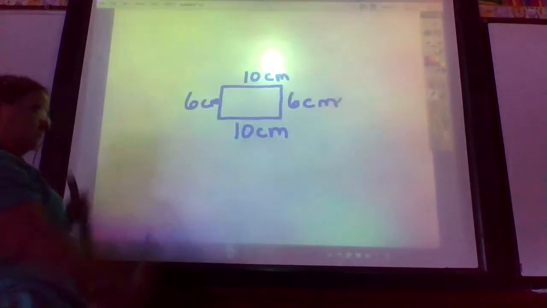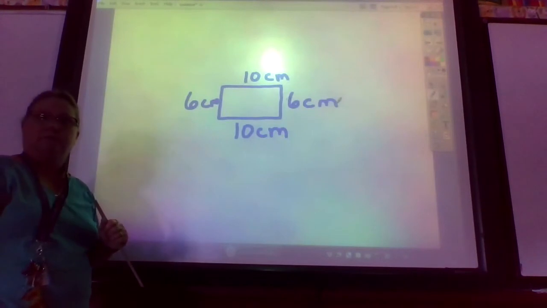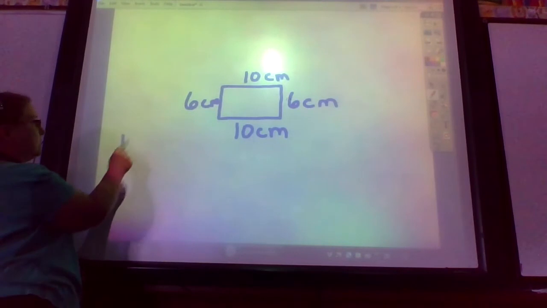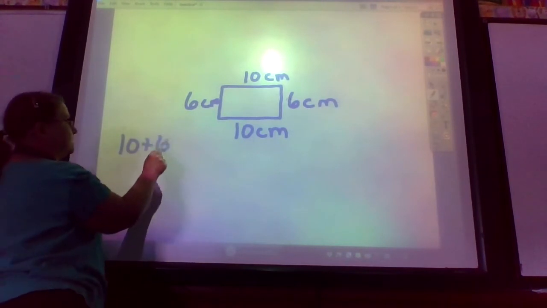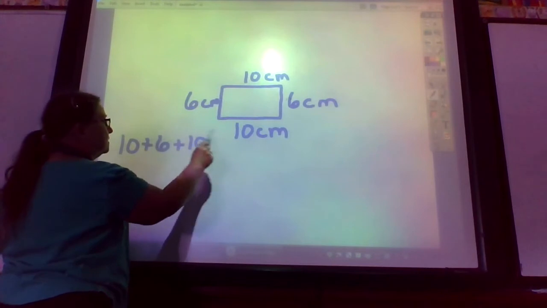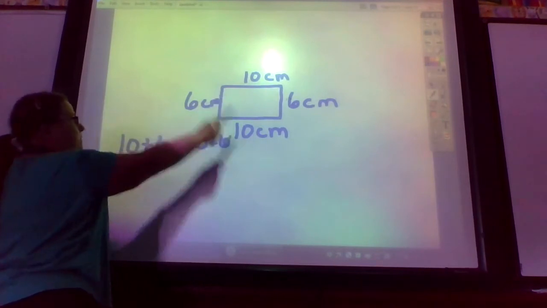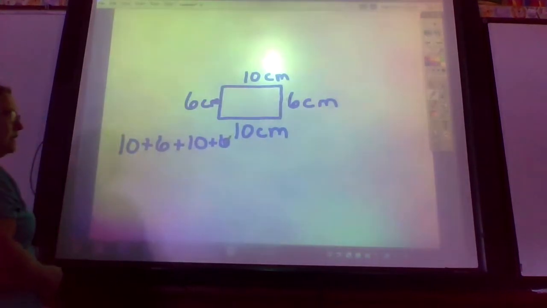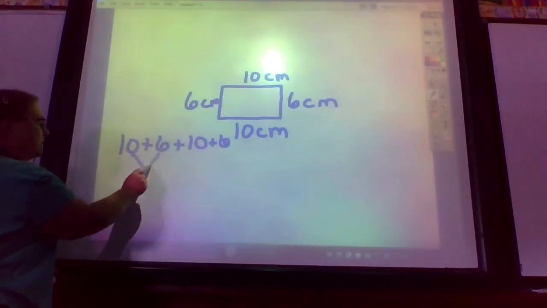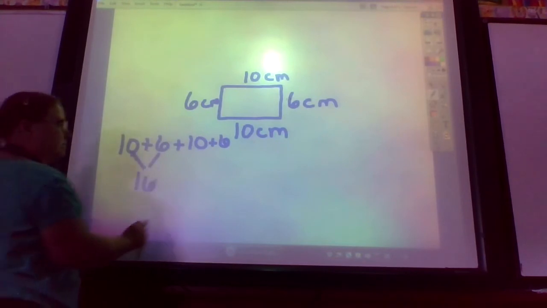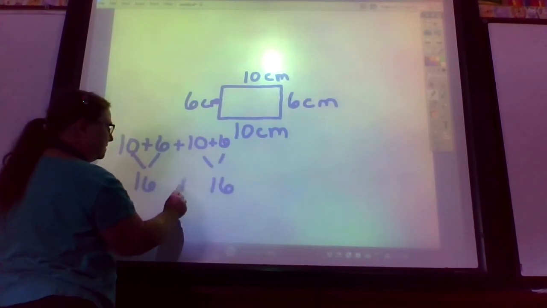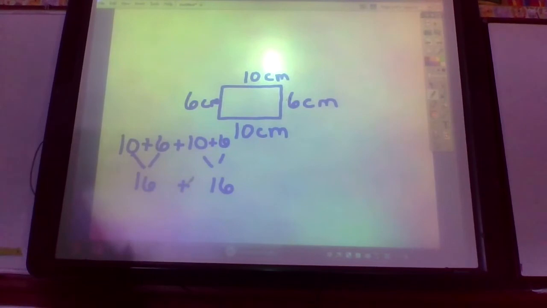So now I can put all this together to see how much fence I need. So I can write a problem: 10 plus 6 plus 10 plus 6. Got my two 10s and my two 6s. Now I can add those all together. Well, if I add 10 plus 6, that would be 16. If I add this 10 plus this 6, that would be 16. Now I'm going to add 16 plus 16.